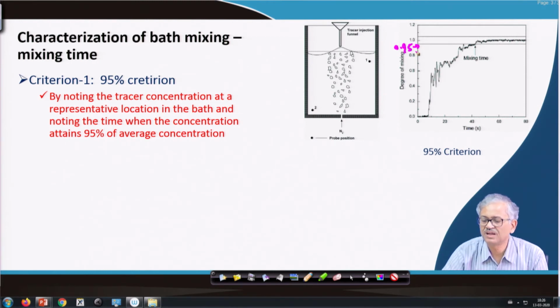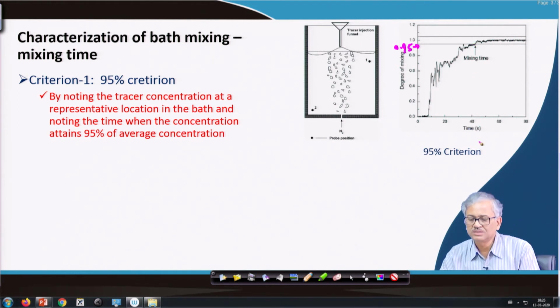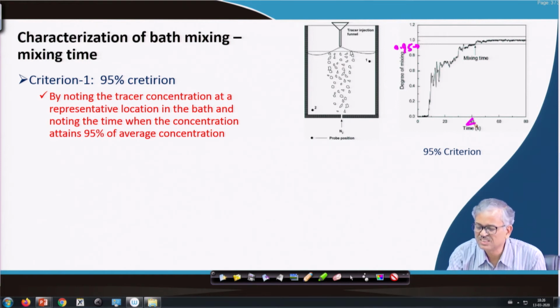This is the 95% point. So this is the time, this is 40 seconds. After 40 seconds, this value is, you may not see it, this is the 40. So at 40 seconds, you roughly attain 95% of the average concentration, or the degree of mixing is 95%.